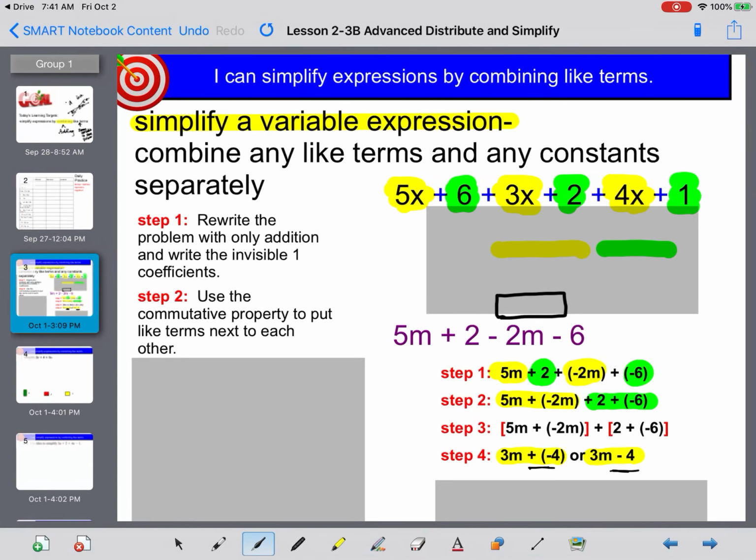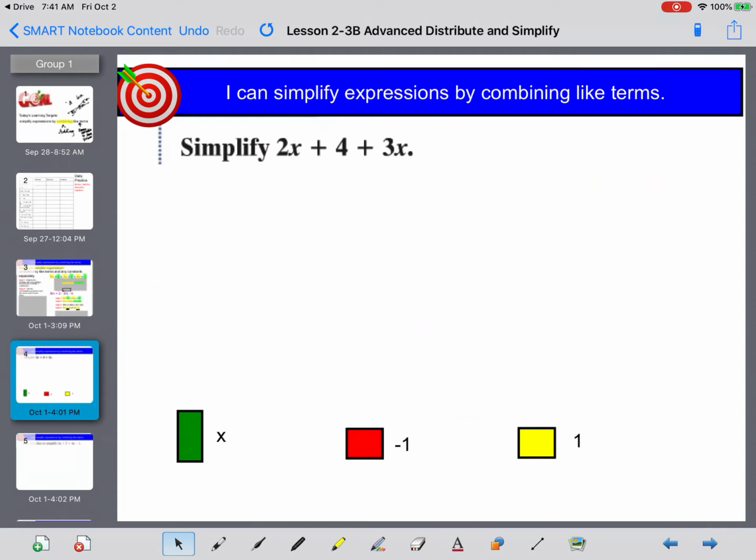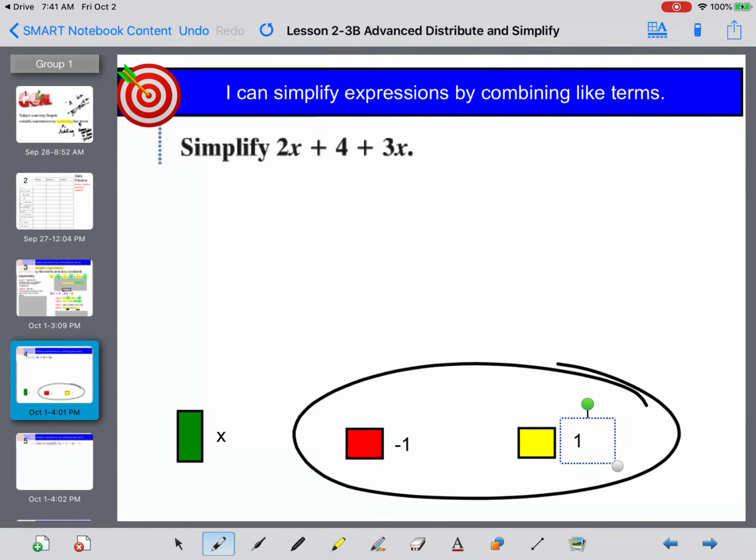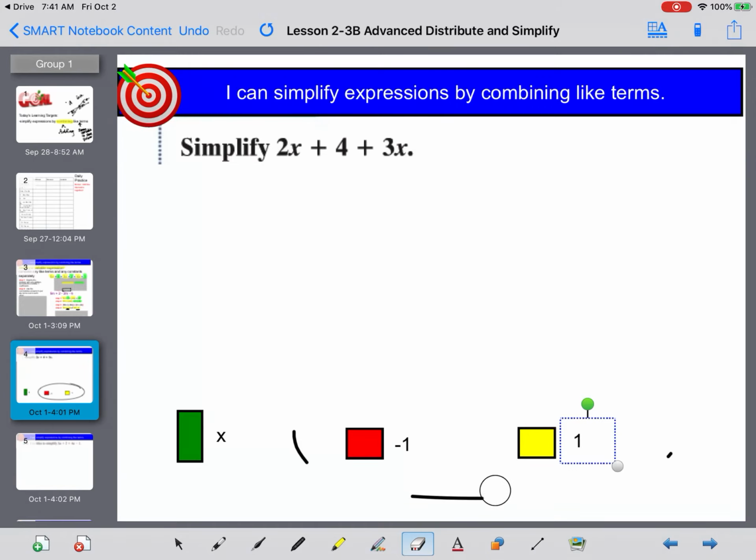All right, to help us build that understanding, let's try to simplify 2x plus 4 plus 3x using algebra tiles. Now, up until now, we've talked about these tiles right here. We've talked about those, right? Well, starting now, we're going to introduce one new tile. It's that algebra tile. This is the x tile right here.